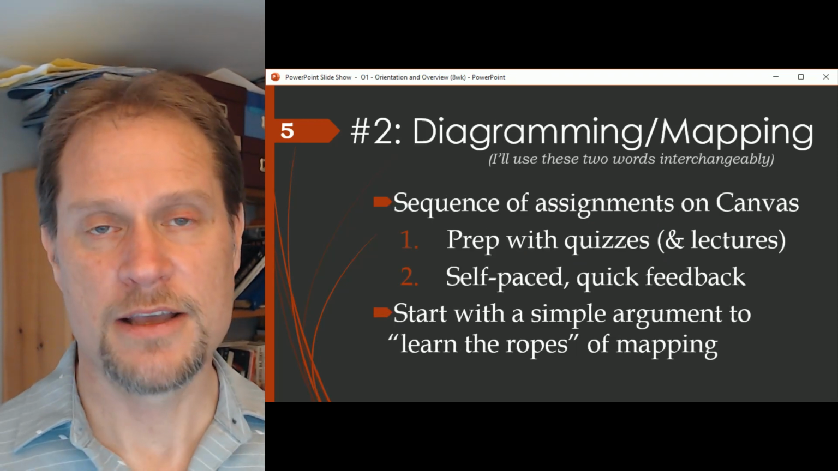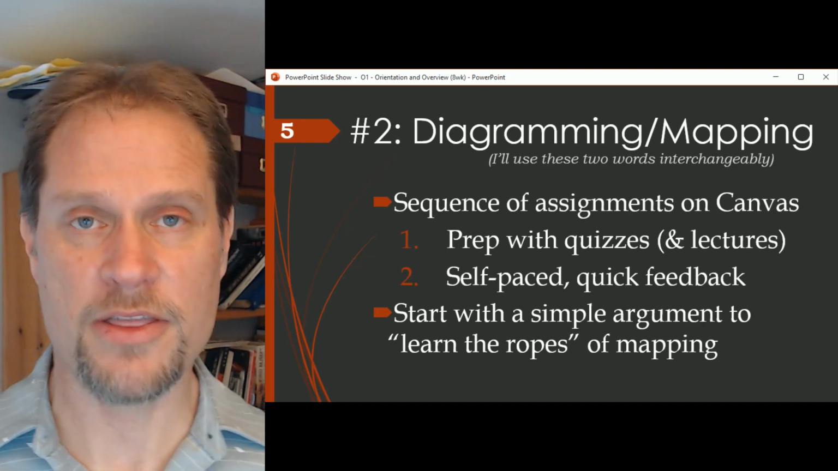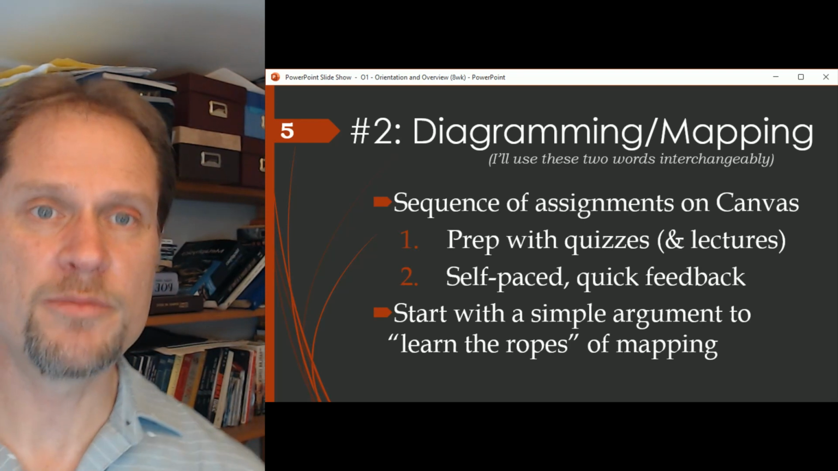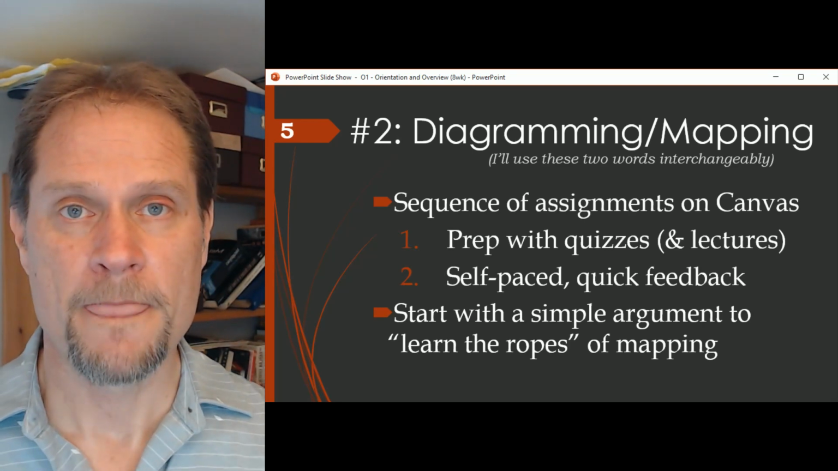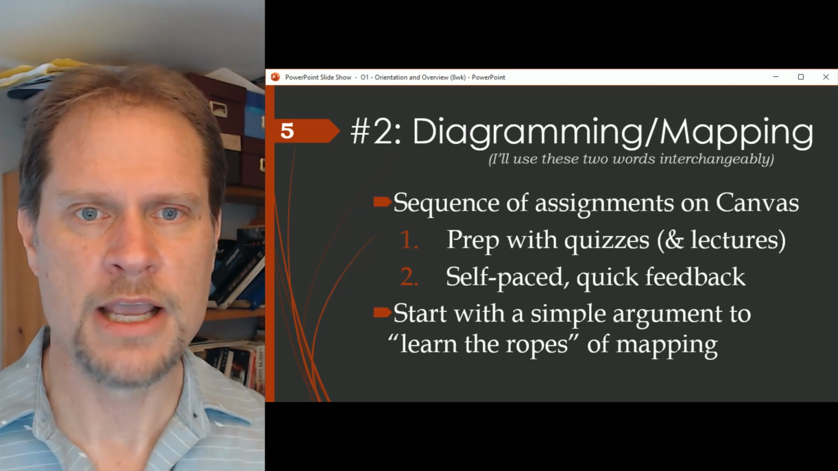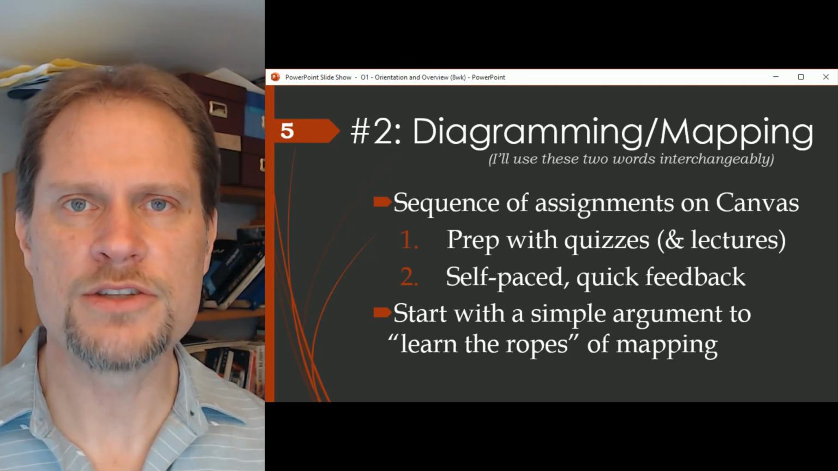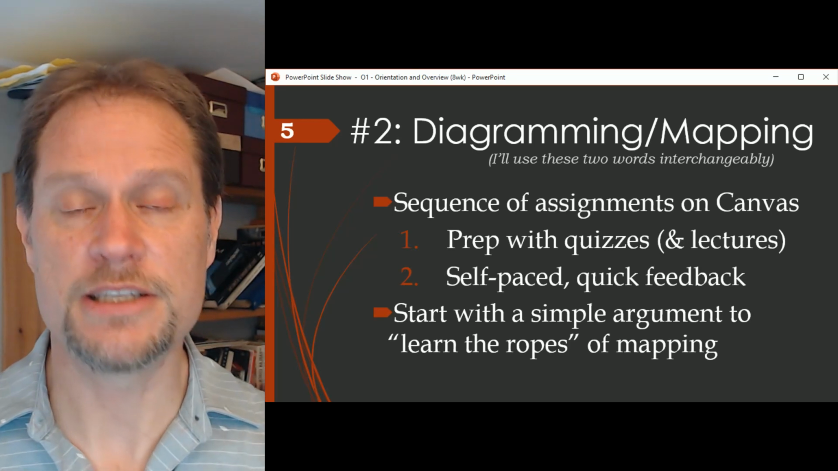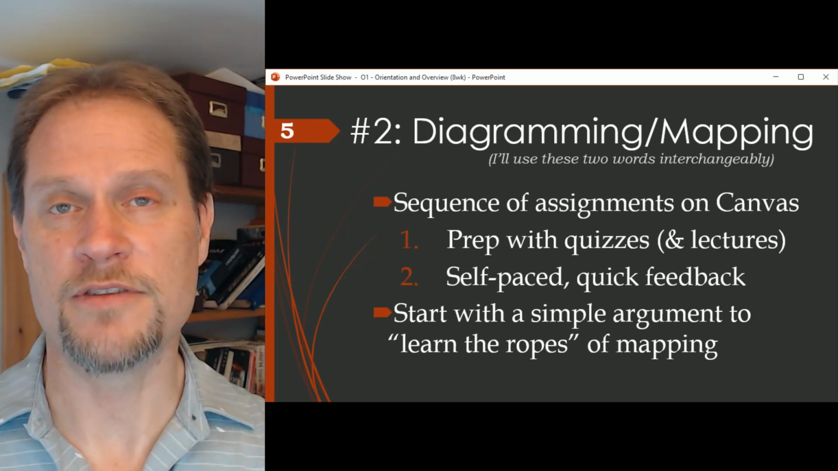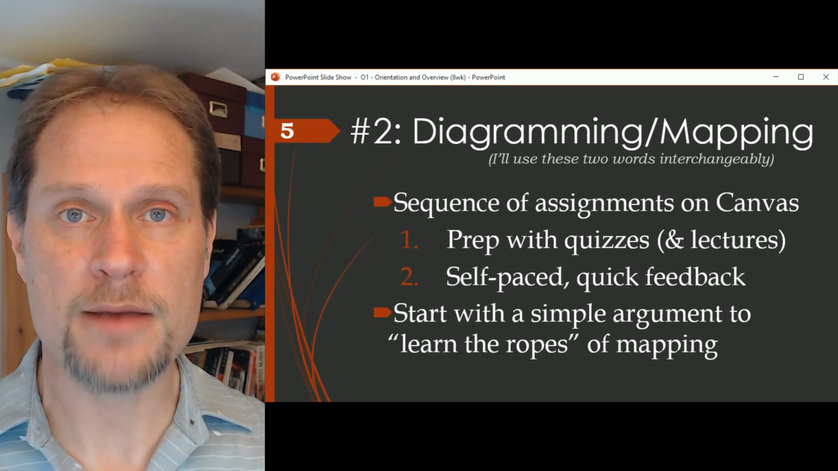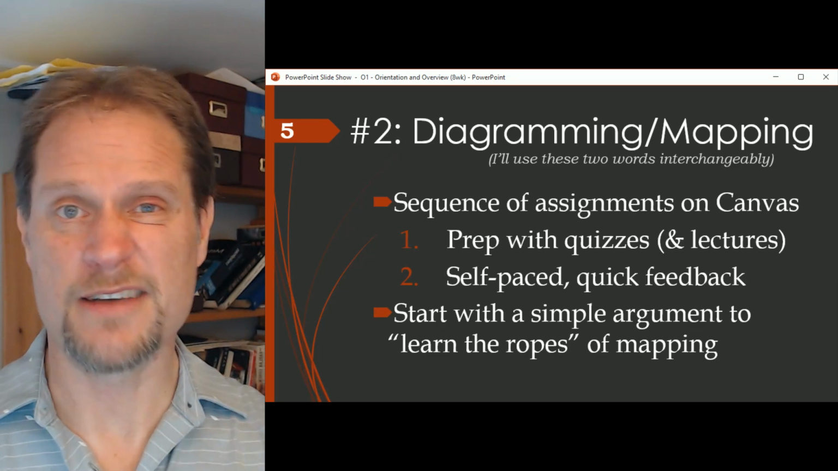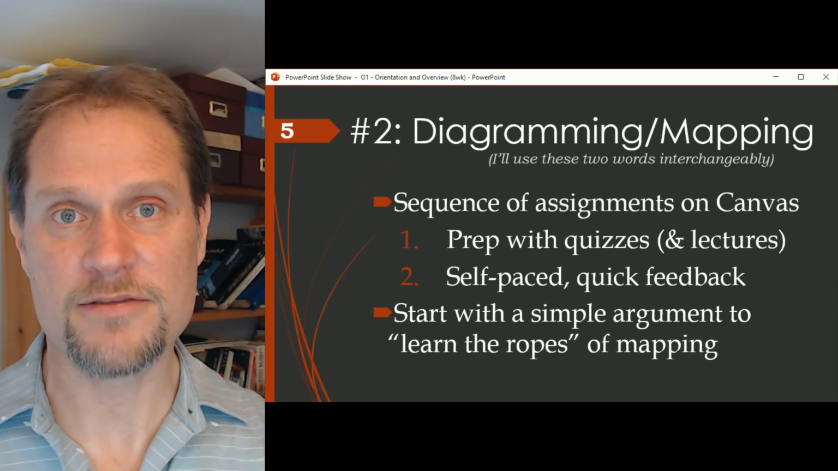The second big type of thing that we're going to be doing in this class, that's more on the right-hand side of that chart, is argument mapping. I use those two words, diagramming and mapping, interchangeably. This is a way to look at arguments visually, to depict them as two-dimensional charts. If you've done mind maps or concept maps, they're kind of like those, but different, because they have different rules for putting them together.